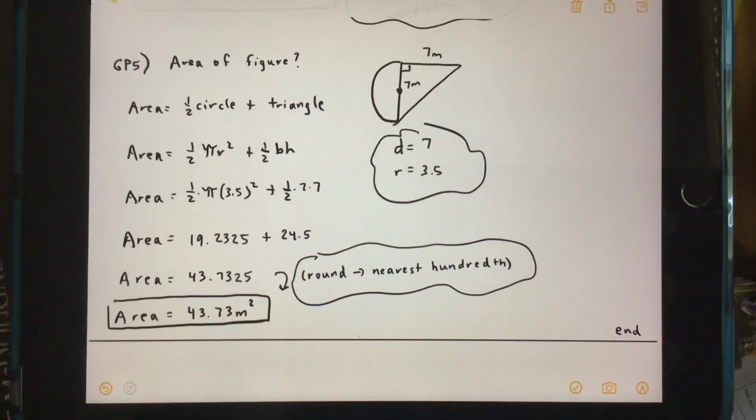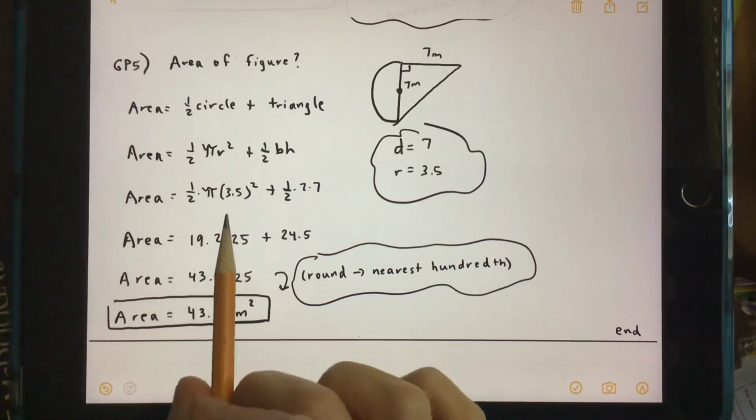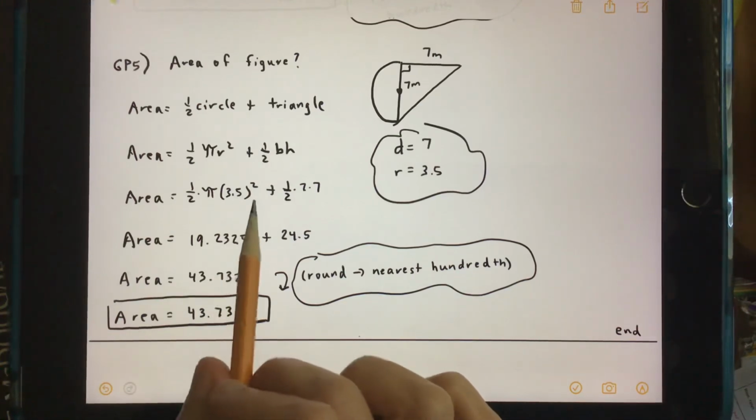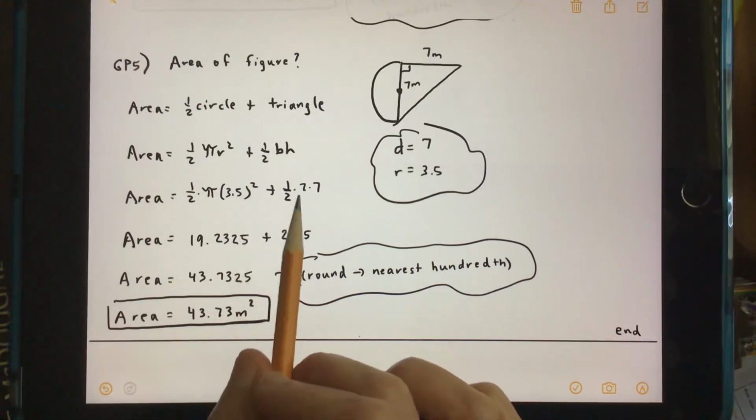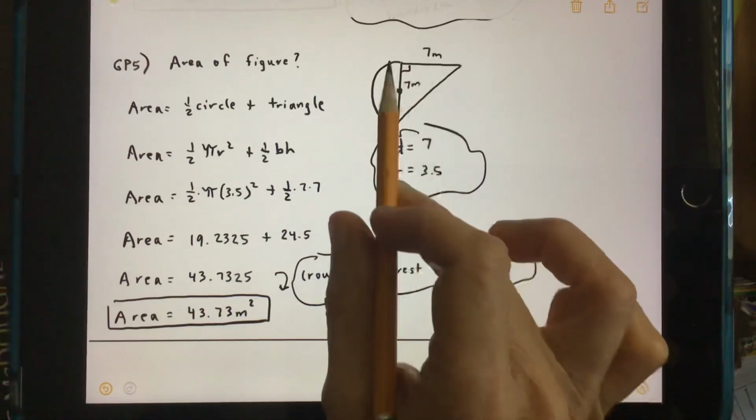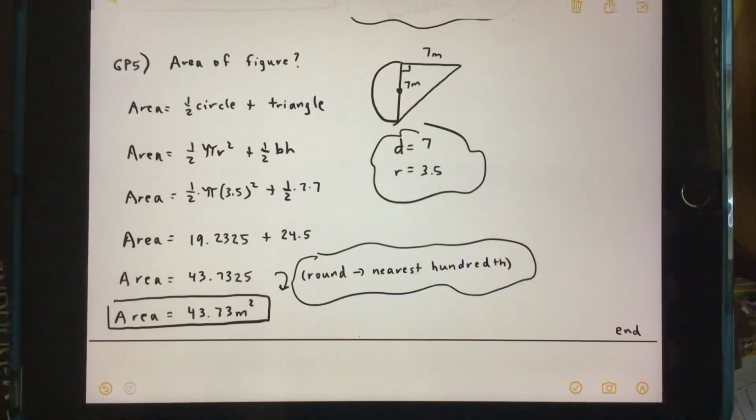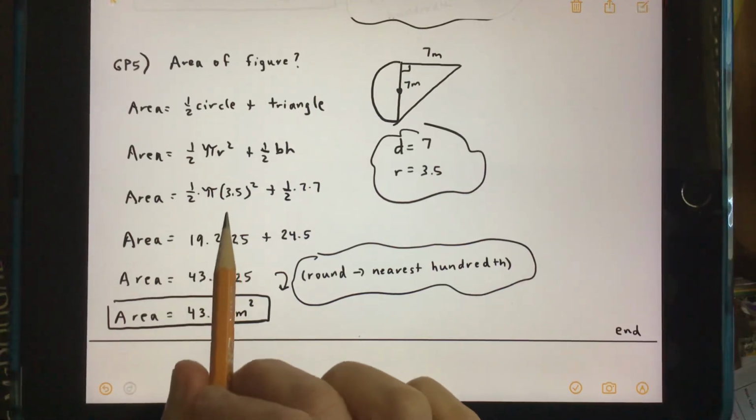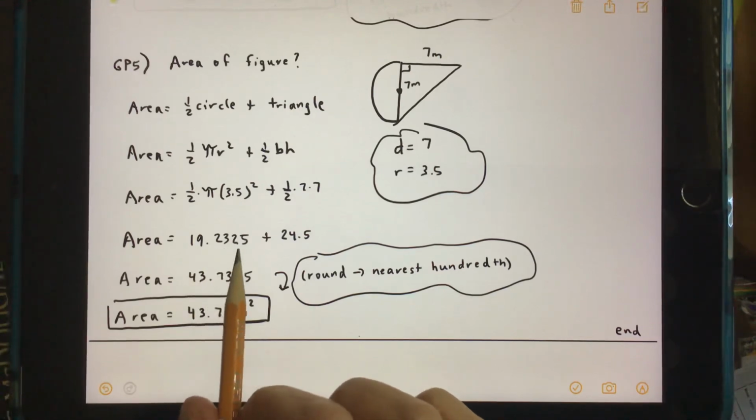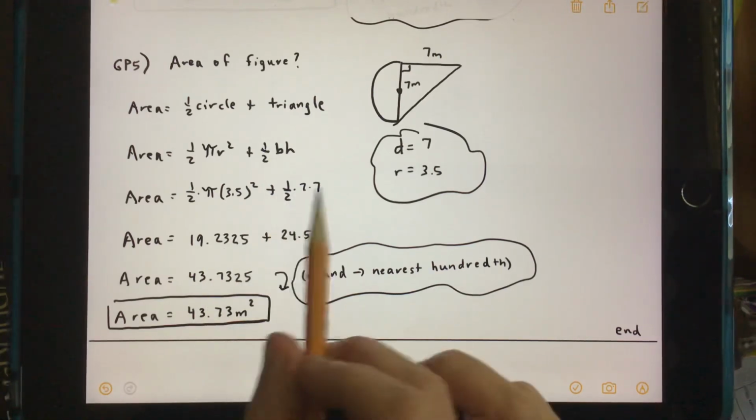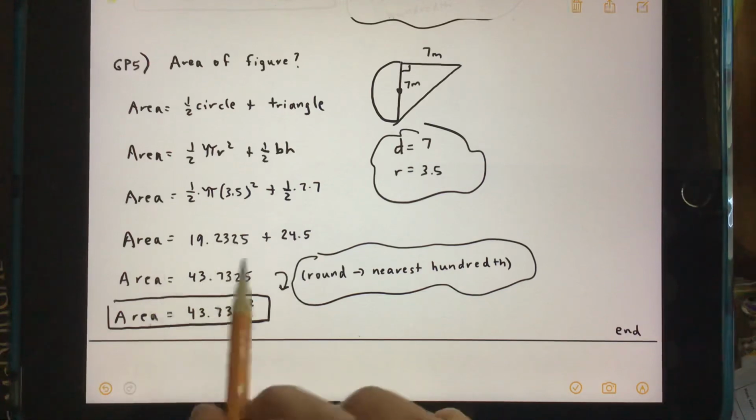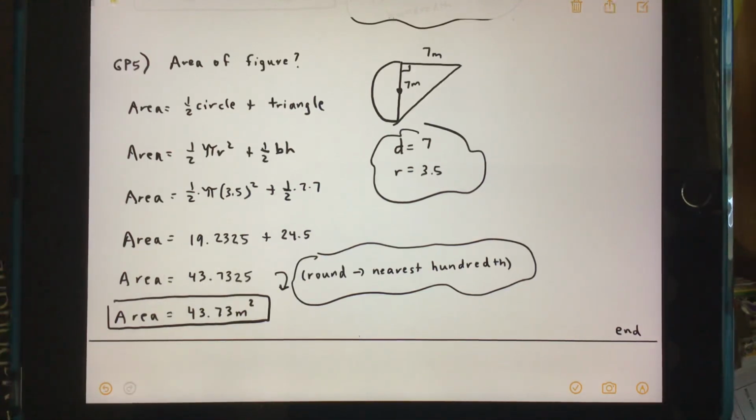So now we're going to put the numbers in for our r, our b, and our h and work it out. So the area is equal to 1/2 times pi times our radius, 3.5 squared, plus 1/2 times, well, the base and the height are both 7 on this triangle. It's a right triangle, so we can use the legs for the base and height, and it is 7 times 7 for the base times height. In my calculator, I'll work out 1/2 pi times 3.5 squared and get 9.2325. Half of 7 times 7, half of 49 is 24.5. I'll add those two together, and I will have the answer 43.7325 for the area.